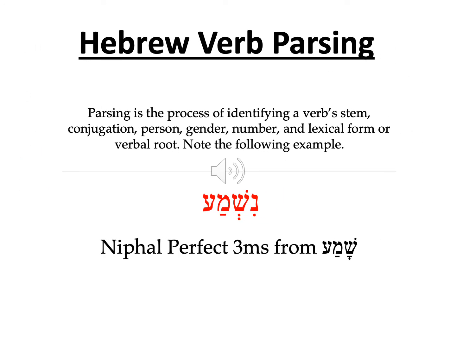Just as we parse nouns, we also parse verbs in Hebrew. So for instance, this particular word has been parsed as a Niphal perfect 3ms from shama. We are identifying a verb's stem, conjugation, person, gender, number, and dictionary form, as well as the definition of that dictionary form. So Niphal is the verb's stem, perfect is the aspect or the tense, 3ms is the person, gender, and number, and the dictionary form is shama, meaning to hear. In my class, I would like you to also write the dictionary definition. So after this line here, you would also write to hear.